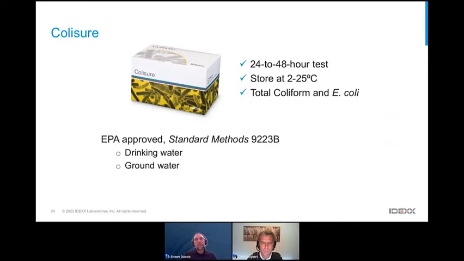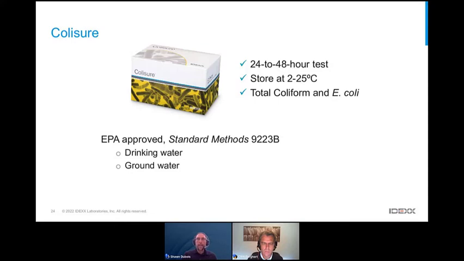Okay, switching gears a little bit, looking at Colisure. Again, Colisure is used for total coliform and E. coli testing. It has a different time for results. It's valid from 24 to 48 hours, so it's a longer read window. It is also EPA approved and found in section 9223B of Standard Methods. Approvals are only for drinking water and groundwater.